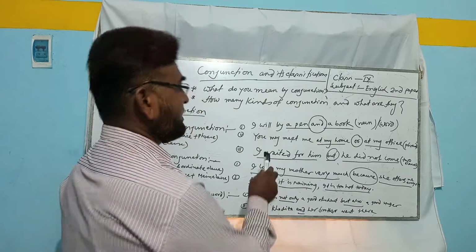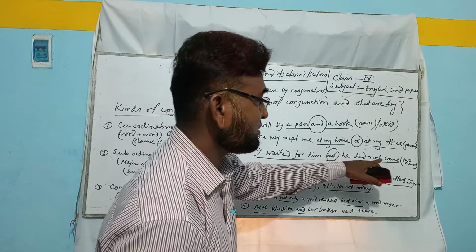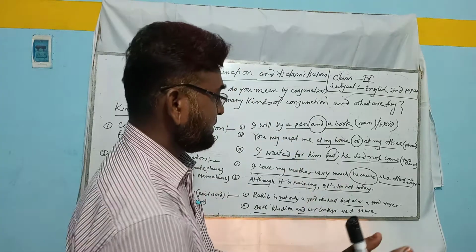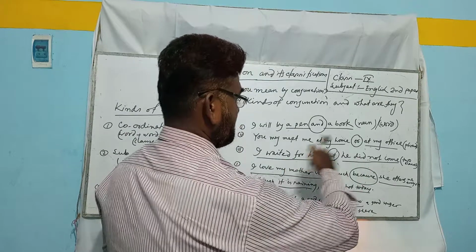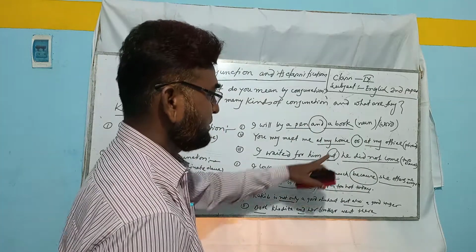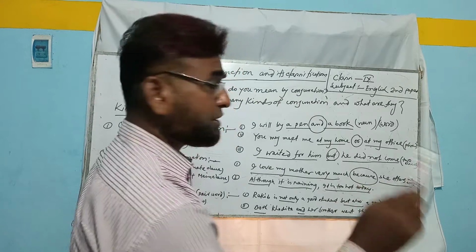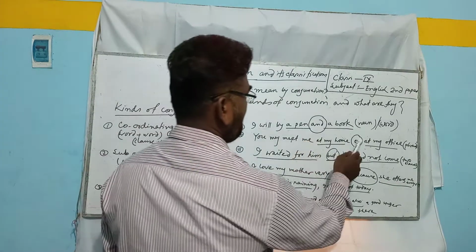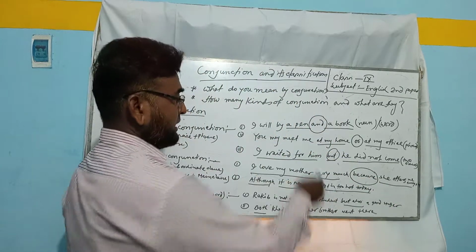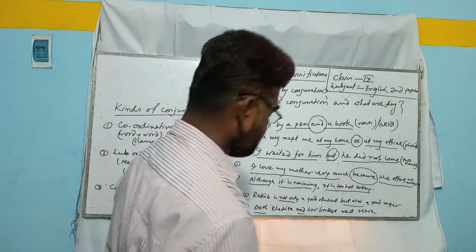Another example: I waited for him, but he did not come. Here, 'but' is a conjunction, and both sentences are principal clauses. So 'but' is also an example of a coordinating conjunction. Dear students, already we have seen 'and', 'or', 'but'. All are examples of coordinating conjunctions, and all these sentences are examples of coordinating conjunction sentences.